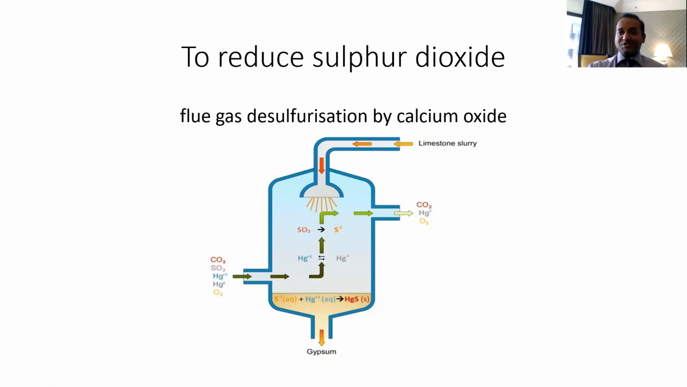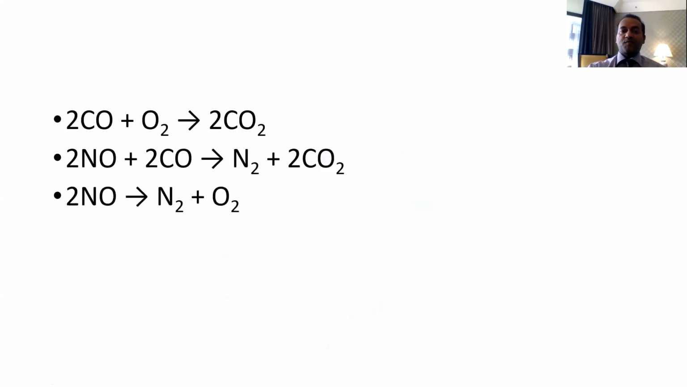Now the last question, about the catalytic converter and how it works. There are 3 equations that you need to know. I'm going to teach you how to write these 3 equations without memorizing them. These are the 3 equations: carbon monoxide becoming carbon dioxide; nitrogen monoxide becoming nitrogen dioxide, or oxygen and nitrogen; and nitrogen monoxide reacting with carbon monoxide to form carbon dioxide and nitrogen. These are the equations that we need to learn, and I want to teach you how to write these equations.